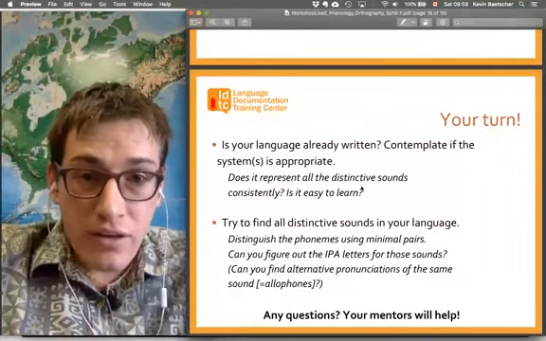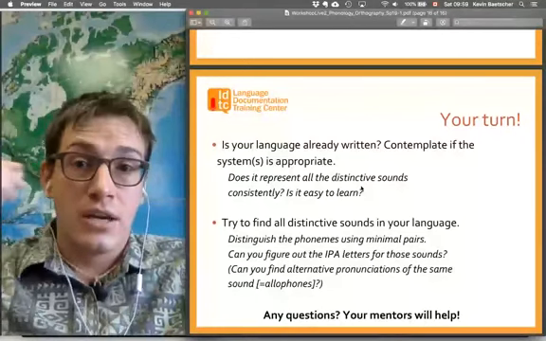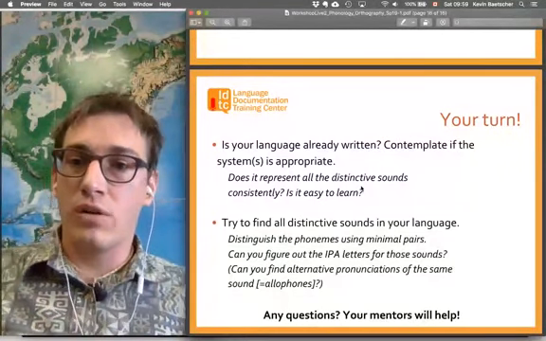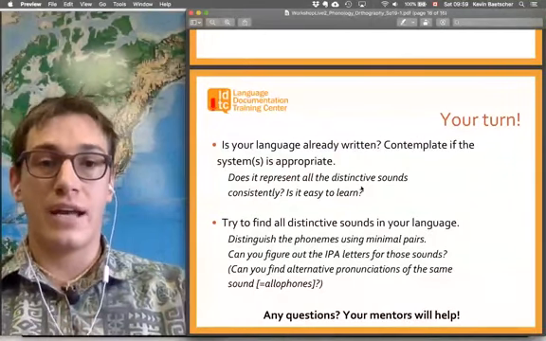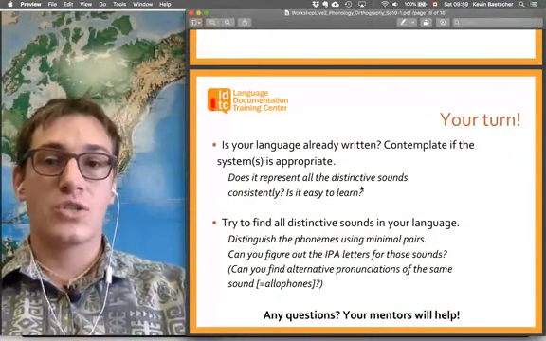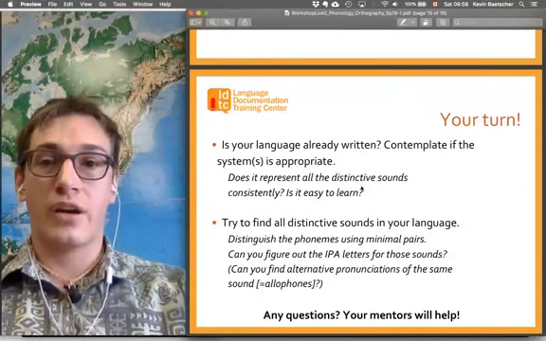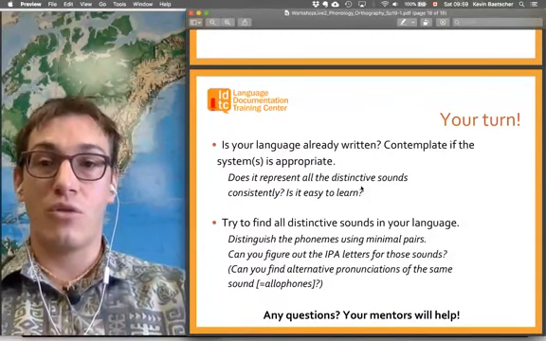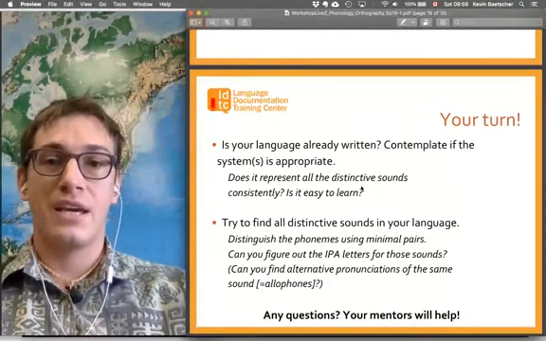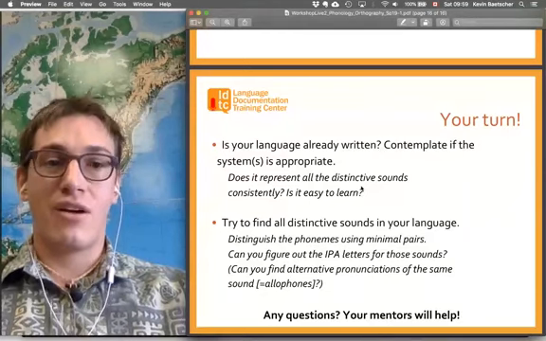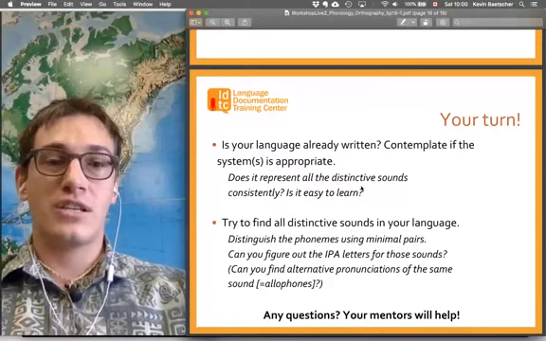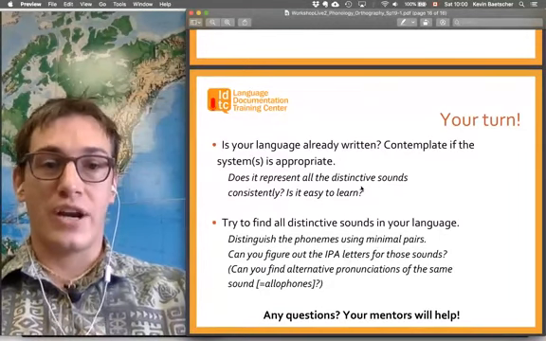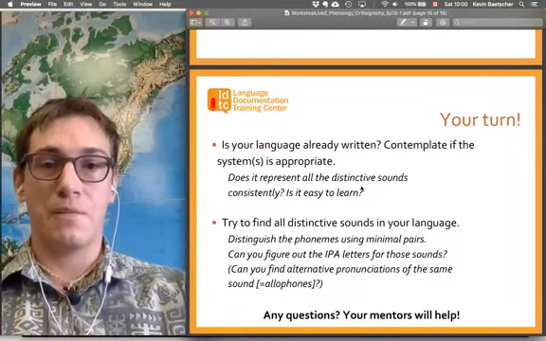Then try to find distinctive sounds in your languages. We usually do this exercise when we hold LDTC workshops here in this room, at the University of Hawaii at Manoa. But you can just work on it by yourselves in your homes, with your communities, with your families, and then write it down. You may want to share it on Facebook. And if you have questions, you can ask your mentors for help. They'll be glad to help you.